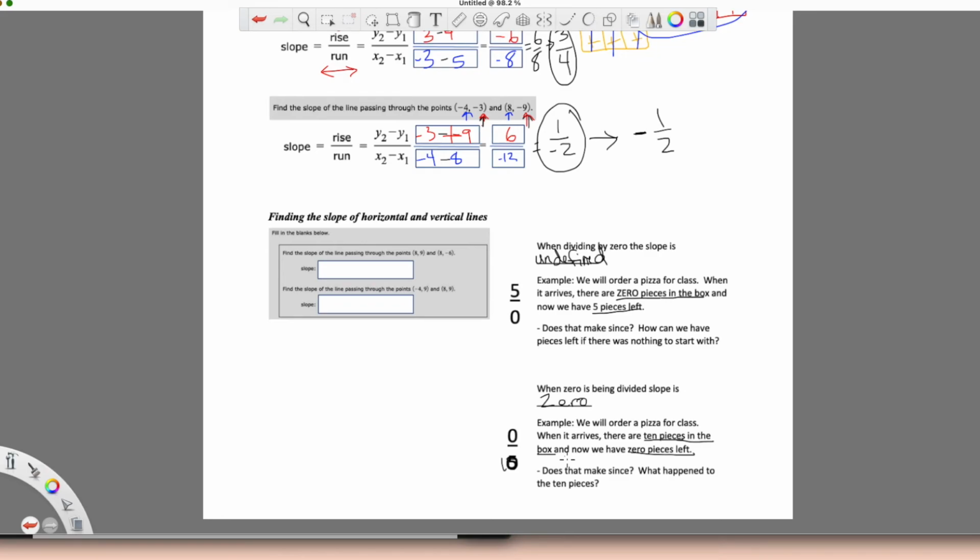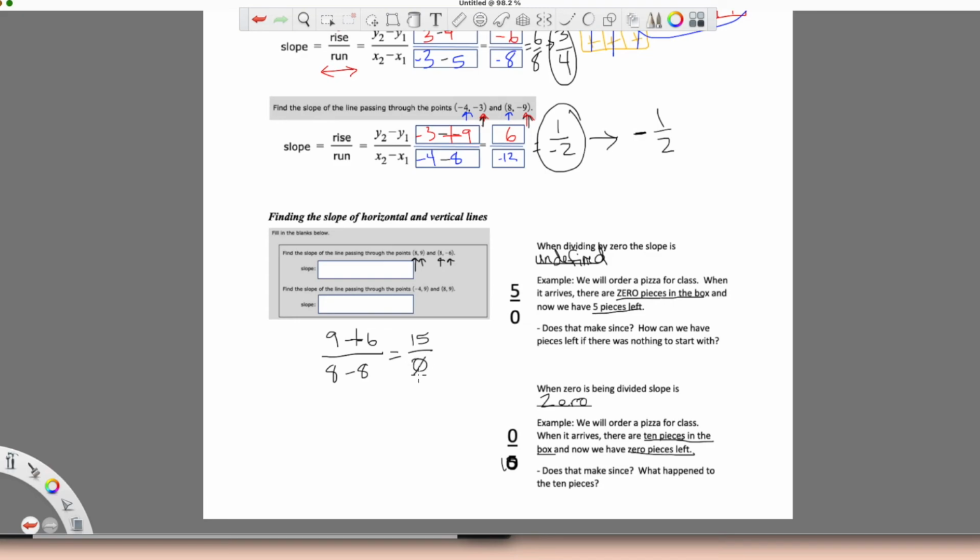So now we're going to look at these 2 slopes. So we're going to have 8 and 9 and 8 and -6. So remember, rise are the y's. So I'm going to have 9 minus -6 for my y's. And I'm going to have 8 minus 8 for my run. So minus negative, that's going to turn into a plus. 9 plus 6 is 15. 8 minus 8 is 0.